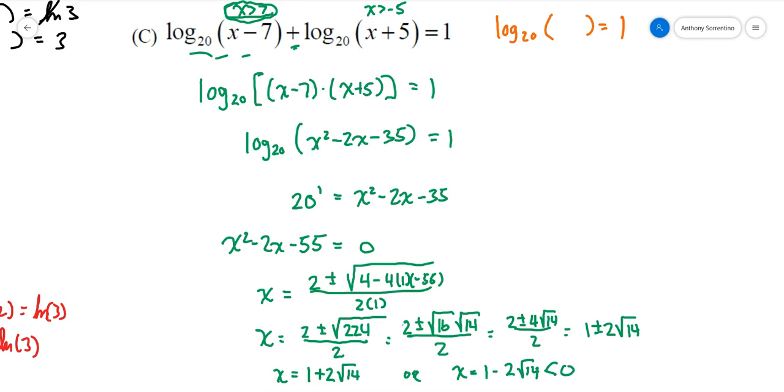If I have a number that's less than 0, I certainly cannot put it into the x minus 7, because I'm going to have a negative number being subtracted by 7, making it even more negative. So this one here is extraneous, making this the one and only answer. And if you do put it in, it does work.